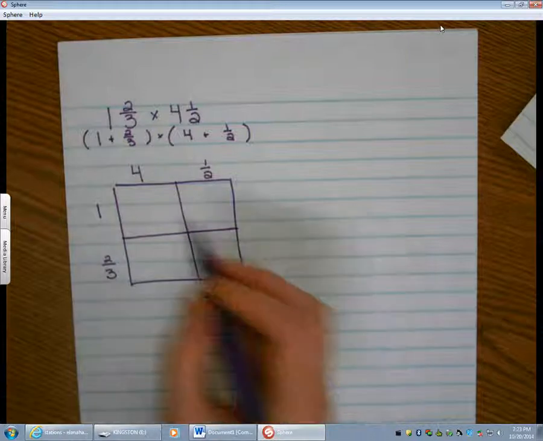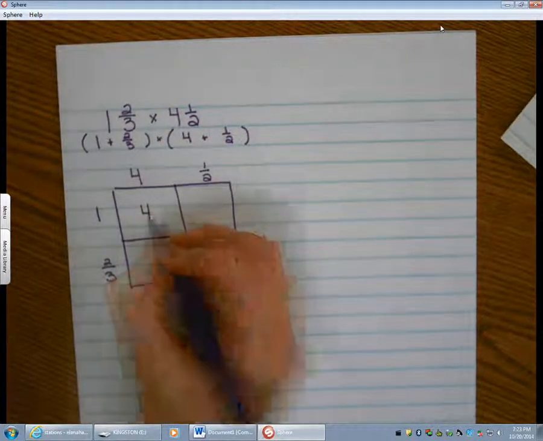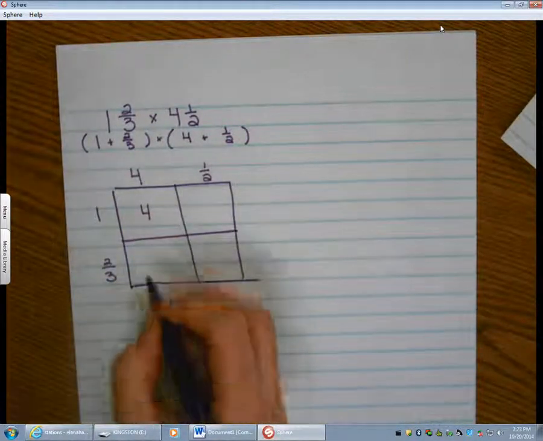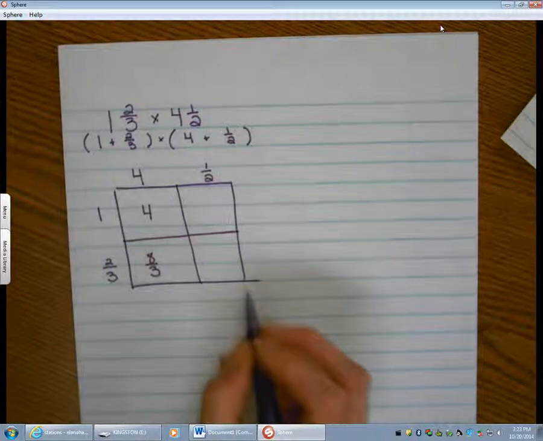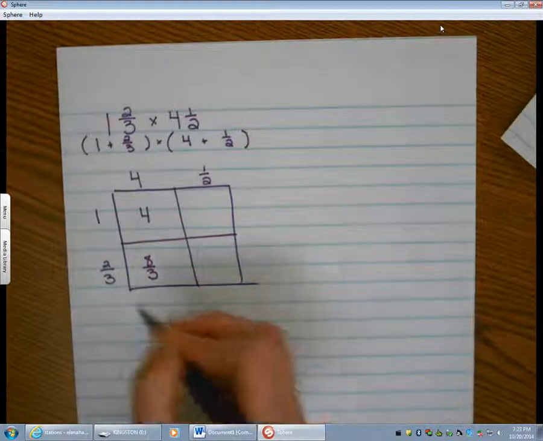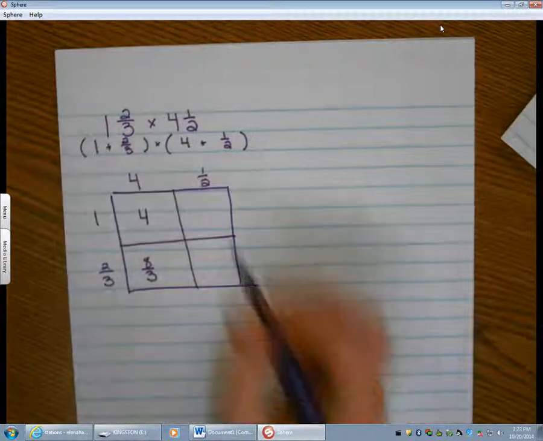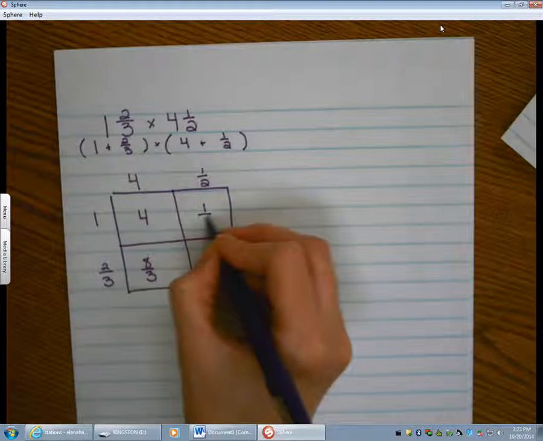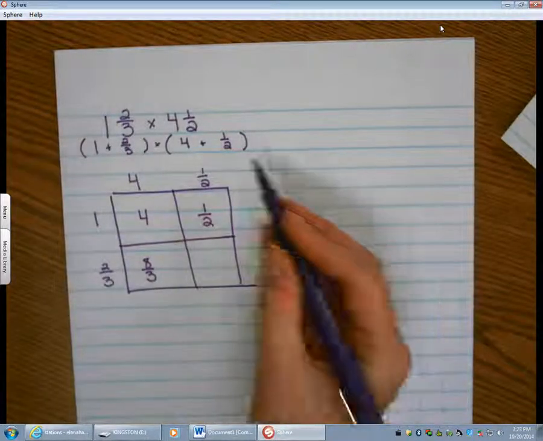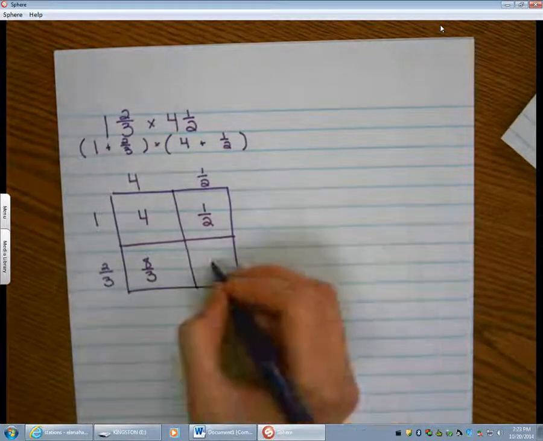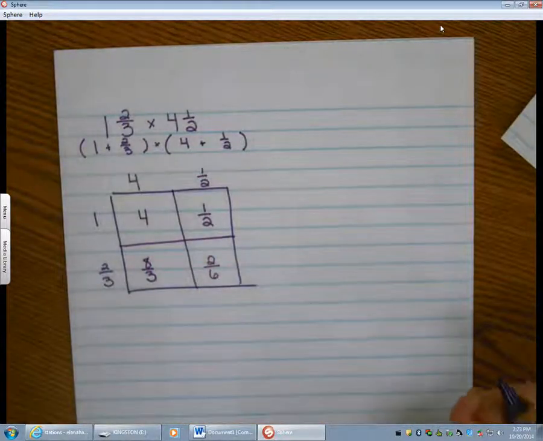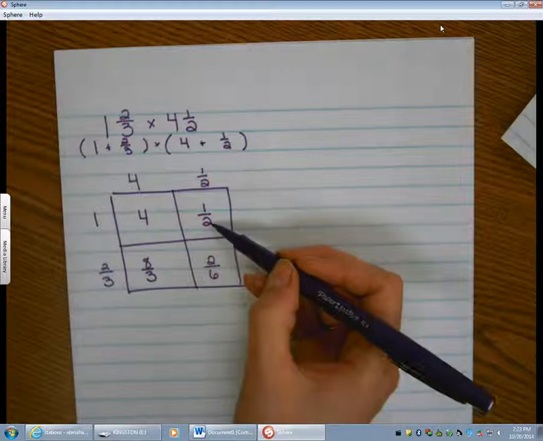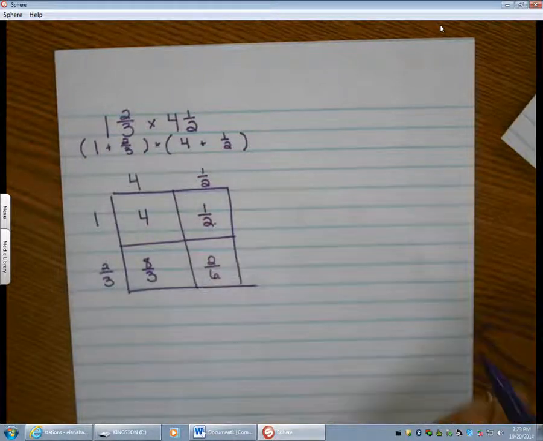So I have 4 times 1 is 4. I have 4 times 2/3 is going to be 8/3. It's an improper fraction already in here. I'm going to leave that and deal with that later on. 1/2 times 1 is 1/2. And 1/2 times 2/3 is 2/6. And noticing that my denominators are 2, 6, and 3, and those are numbers that are pretty simple for me to find a common denominator.